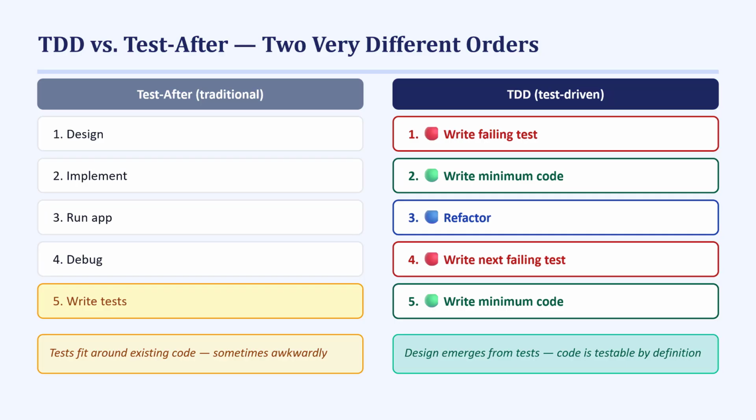But in test-driven development, we first write a failing test. So instead of thinking about the code and what we want it to do and the implementation, we write a test that would test what the code should be doing. Then we write the minimum code that makes that test pass. And then we refactor, then we write another failing test, and we write minimum code. And so the design step is entirely missing because design emerges from the test. The code is testable by definition.